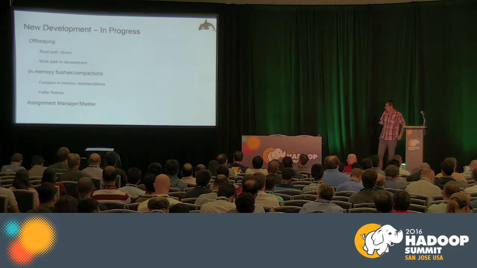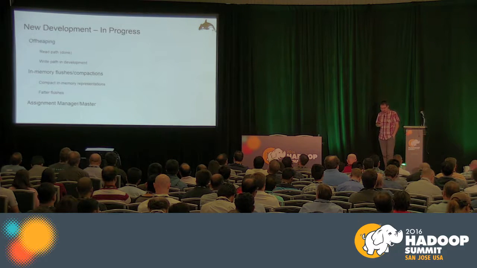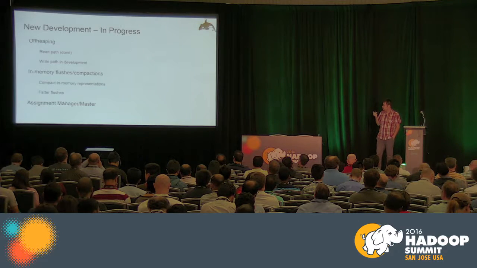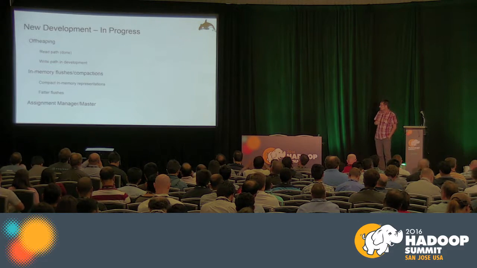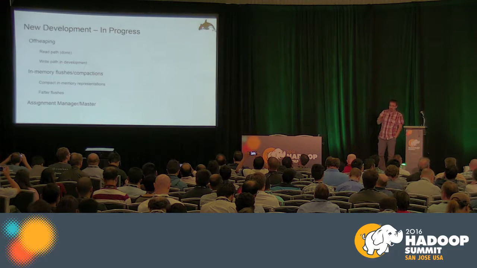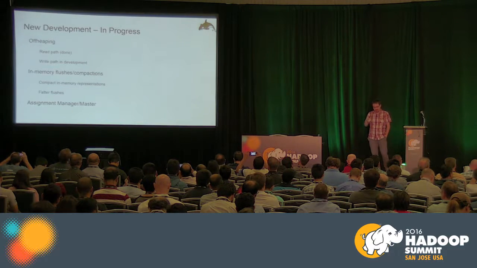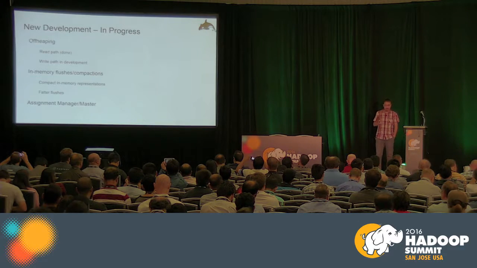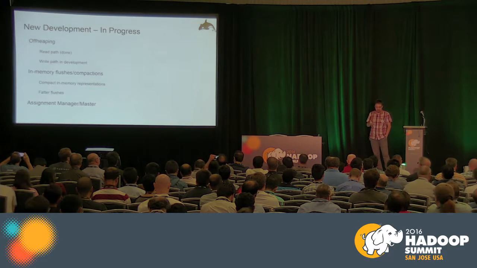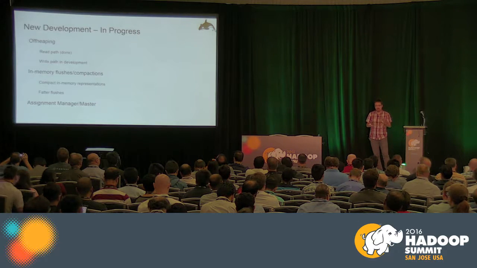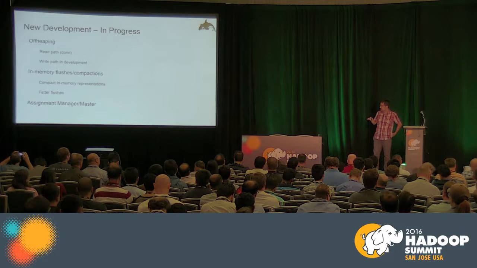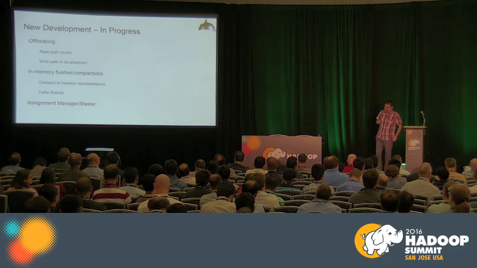All right, moving on. Off-heaping. This is another major work that is connected to both the performance side and also the garbage collection side. As you are familiar with, the bucket cache is our off-heap block cache implementation, which is very crucial if you have 200 gigabytes of memory.